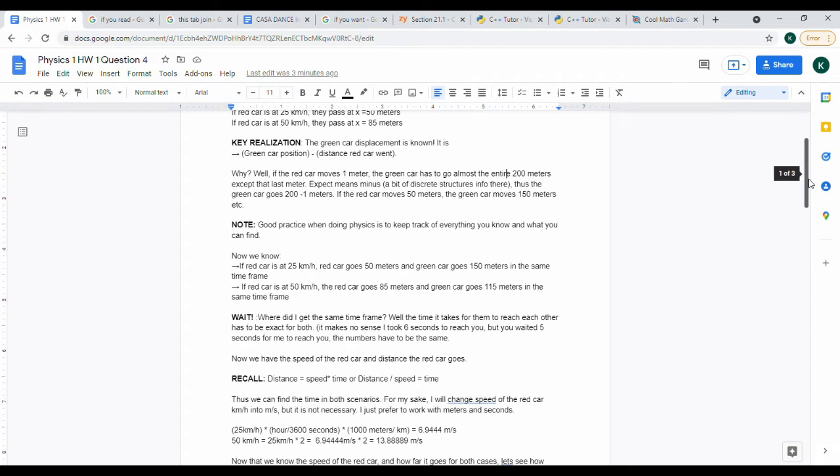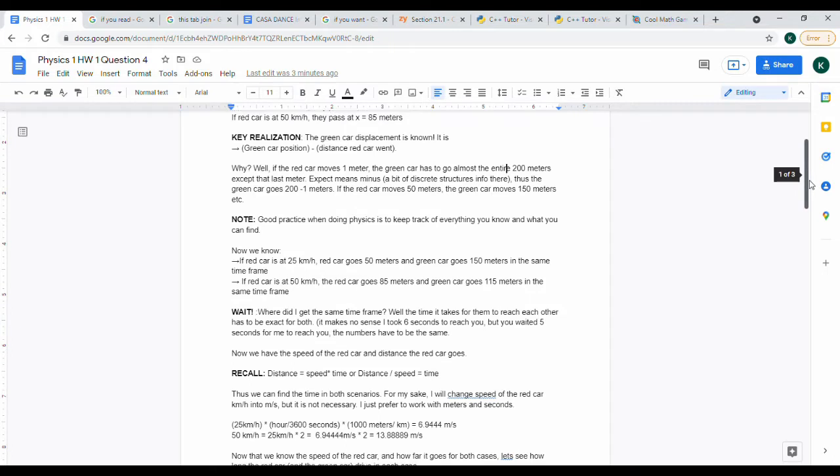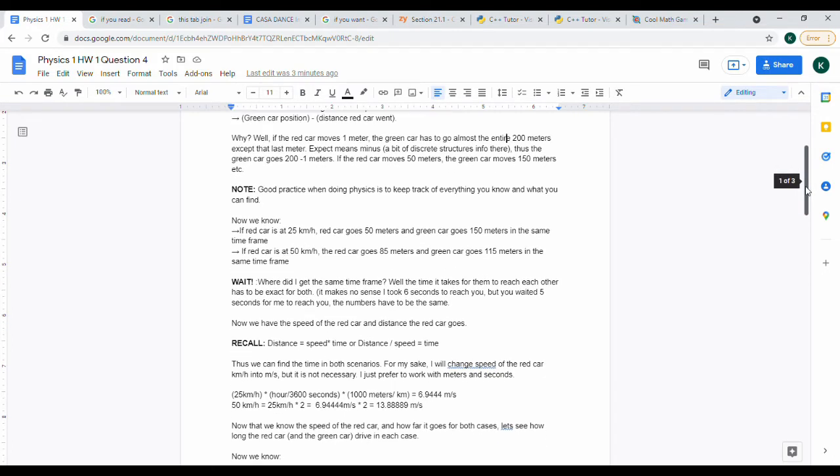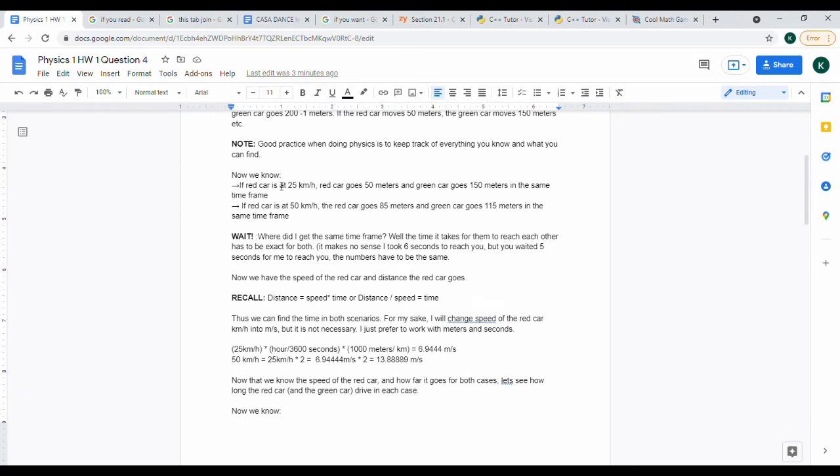That's nice. So, good practice when you do physics, just in general: keep track of everything you know and what you can find, because that's how you're going to solve problems. So we know the red car's speed in 2 different cases, we know the red car's distance in 2 different cases, and we know the green car's distance in 2 different cases. And we know that the red car and the green car move in the same total time.